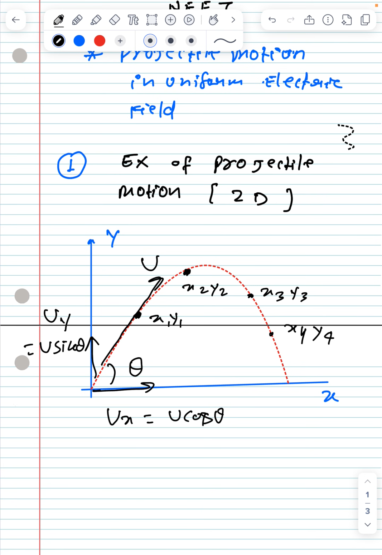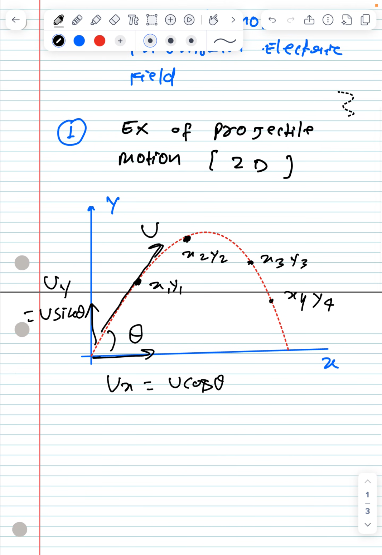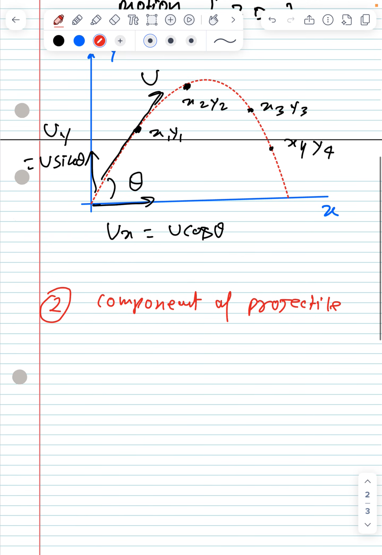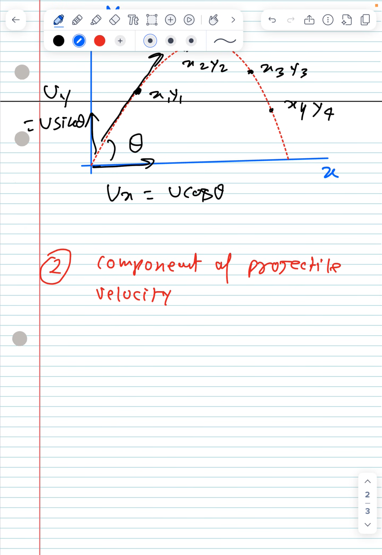Here both coordinates continuously change. Suppose at this point the coordinates are x1, y1, and at this point the coordinates become x2, y2, and here x3, y3, and here x4, y4, meaning x and y both coordinates continuously change. This is an example of projectile motion, like the motion of the ball in cricket, basketball and football. This is an example of projectile motion, right?